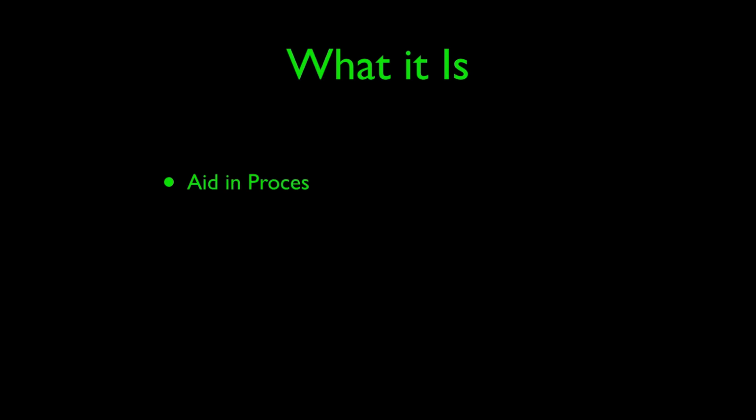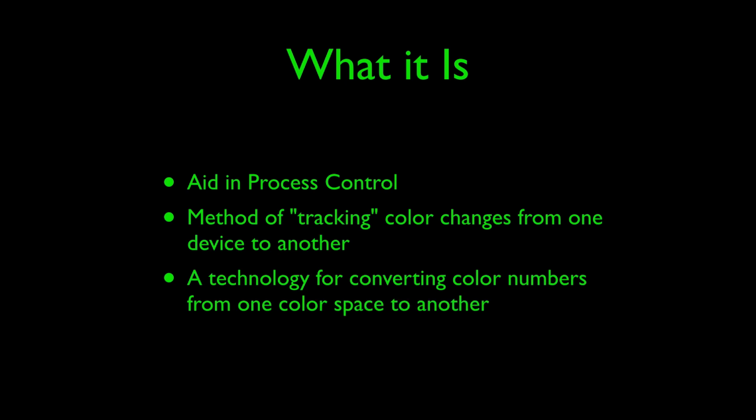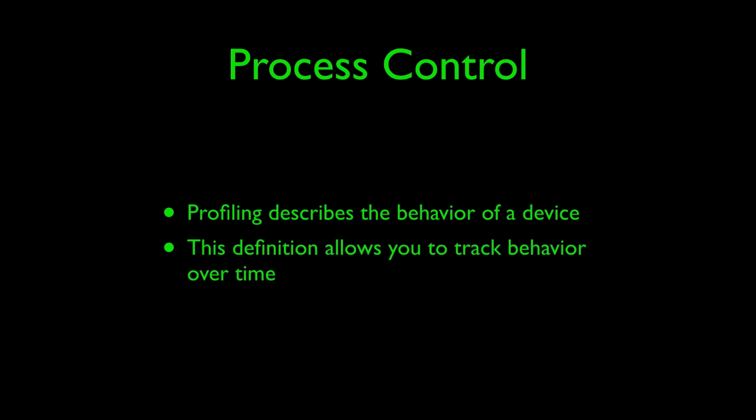Well, color management helps us achieve process control. It is a way of measuring colors and sharing those measurements so that we can compare the performance of all the color hardware in the imaging chain. It is a method of tracking color changes from one device to another, and it's a technology for converting color numbers from one color space to another. So in process control, we need a profile to describe the specific color behavior of a device, be it a monitor or a printer, so that we can track the device's behavior over time.